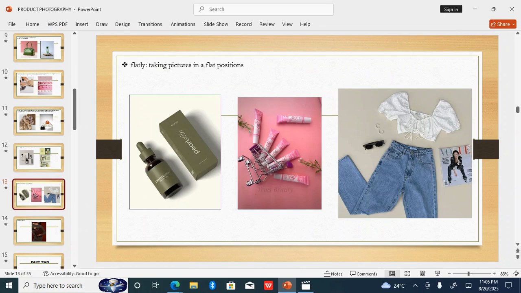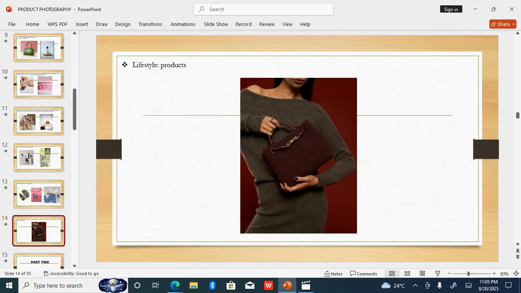So it's just like that. Now moving to lifestyle product. Lifestyle product is where you're featuring both the model and the product itself. Like this, for lifestyle product, let me assume you're a skincare vendor or a lip care vendor. When someone is using the lip gloss, that is lifestyle.